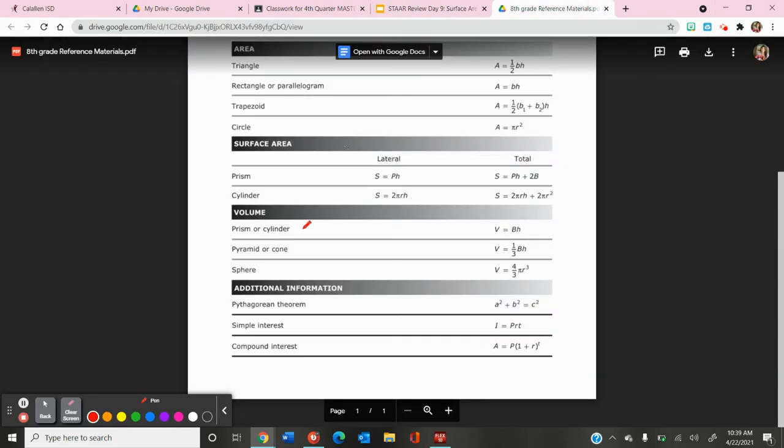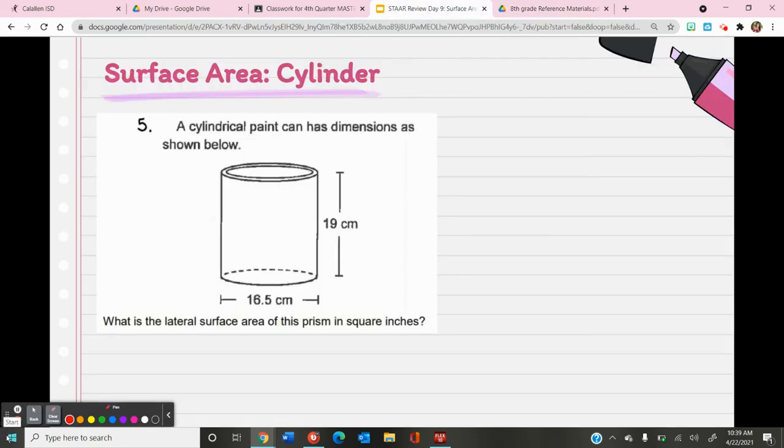So going to our formula chart, we find that the formula for lateral surface area of a cylinder is S equals 2 times pi times our radius times our height. So 2 pi RH. Again, R stands for the radius, H stands for the height. Well, I see that the height is 19, but what's my radius? Here I see my radius.